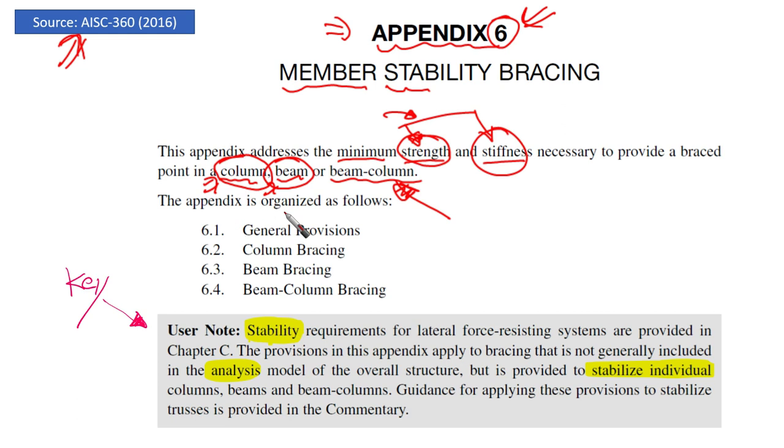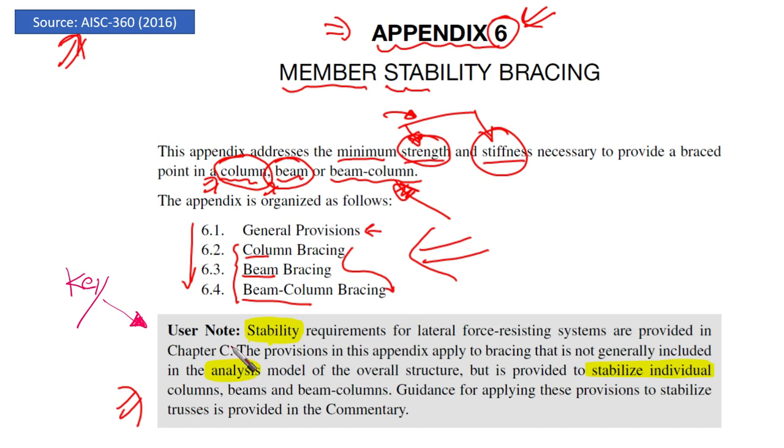So the appendix is organized as follows. You are going to find 4 different parts. The first part is related to general provisions. The second, third, and fourth are related to column, beam, and beam column bracing, respectively. So we're going to find that they are categorized, as you can see. This appendix is related to stability bracing, not lateral bracing, as I'm going to explain in a second. It deals with 3 different types of elements: columns, beams, and beam columns.